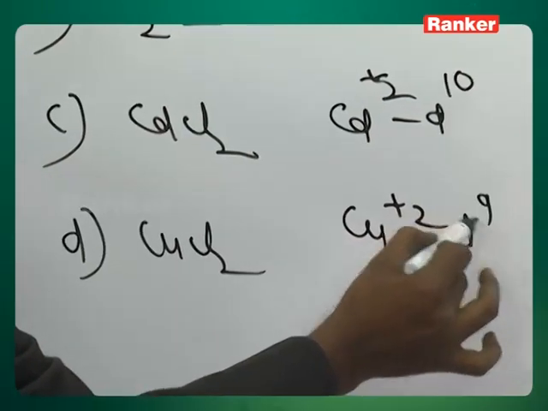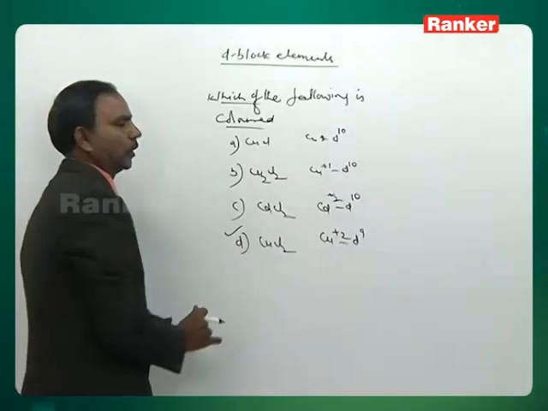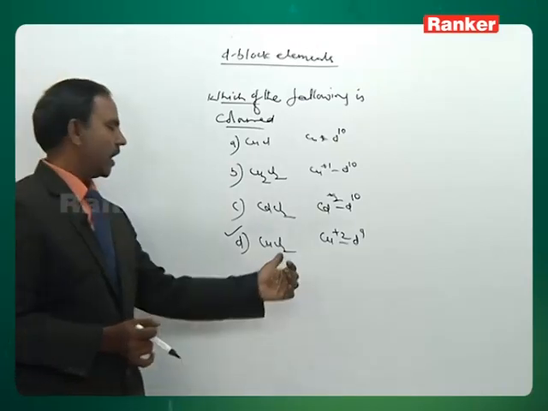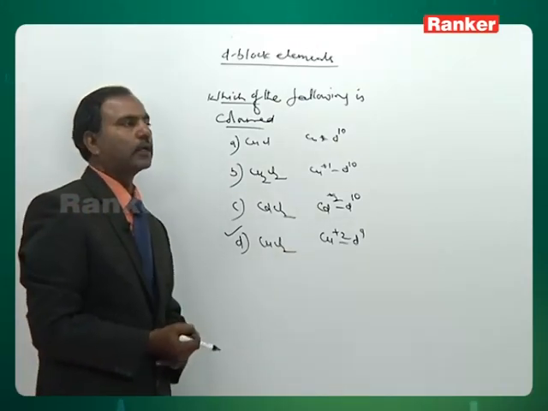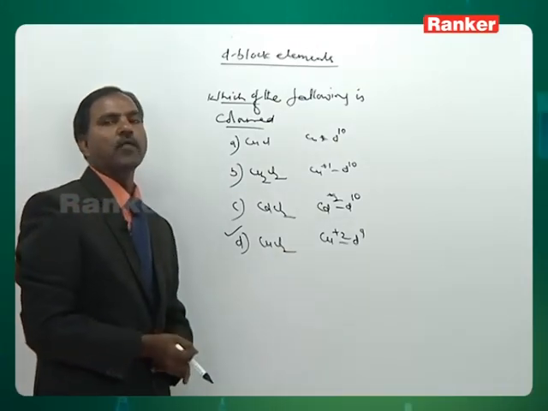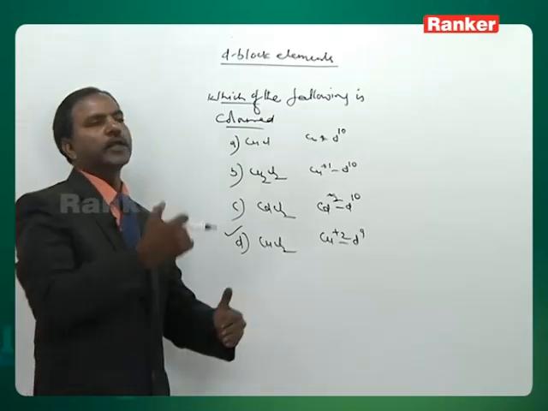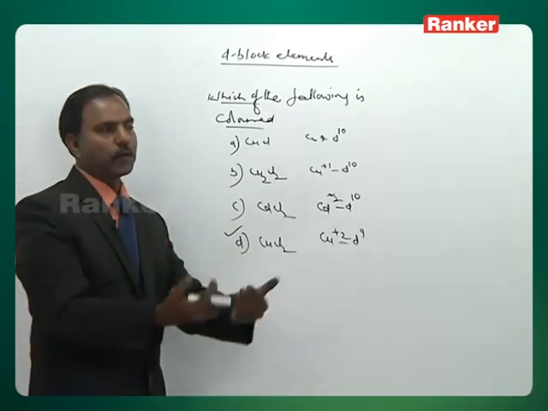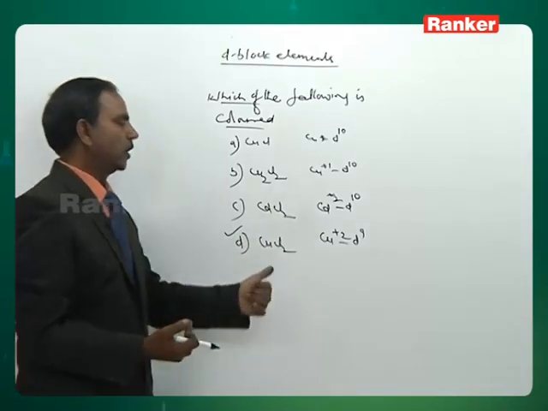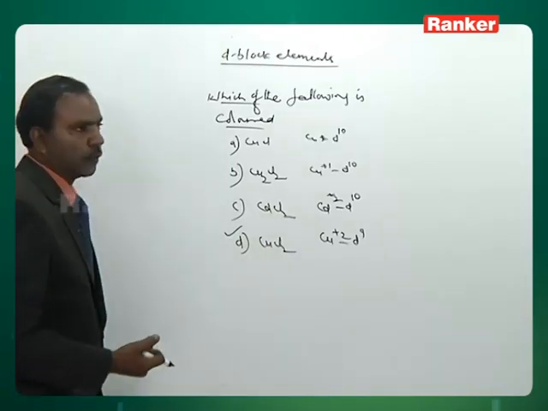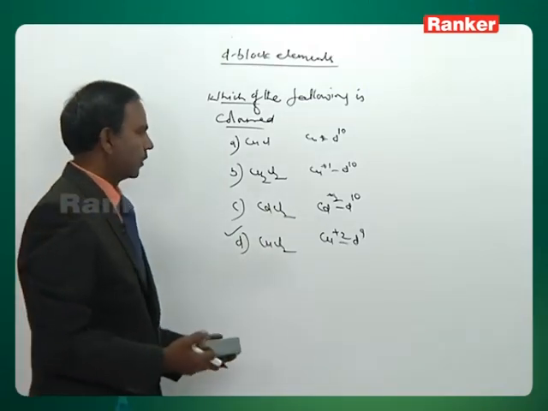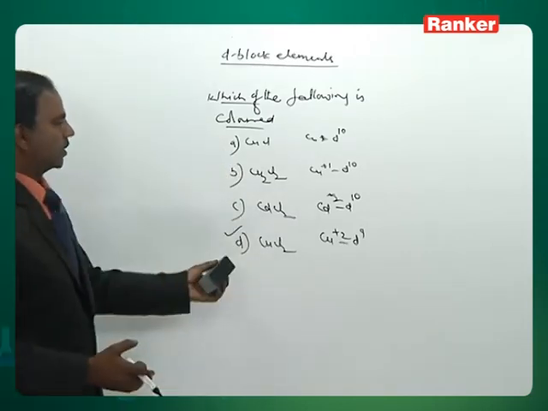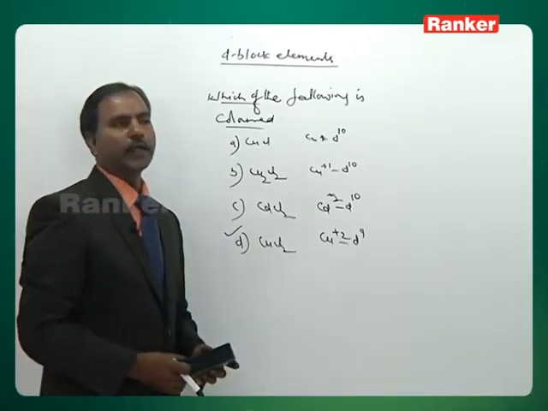In the case of CuCl2, you can consider Cu +2. This is actually D9. Therefore CuCl2 only exhibits color, as CuCl2 is carrying D9 configuration. One unpaired electron is there. Then excitation and de-excitation is possible. Absorption and emission is possible. Therefore only CuCl2 is exhibiting color, remaining all are colorless. This is the way questions appear in the examination.